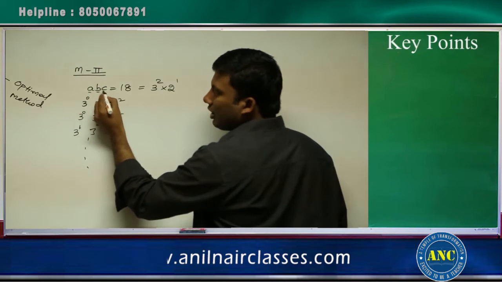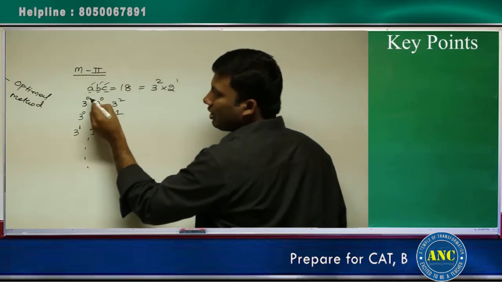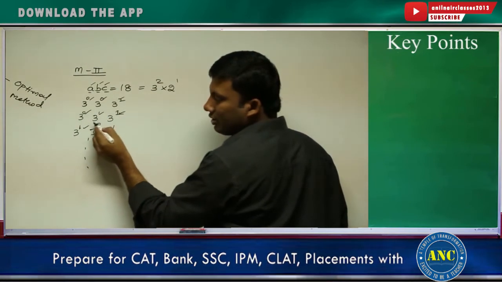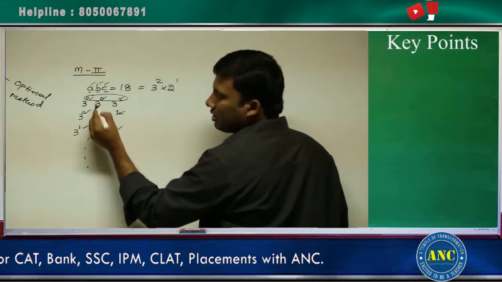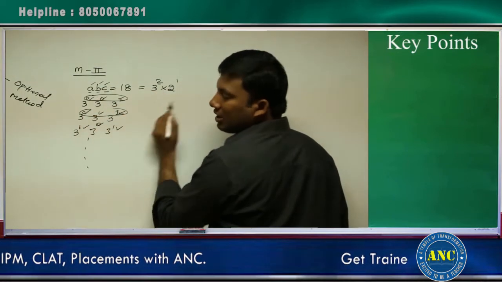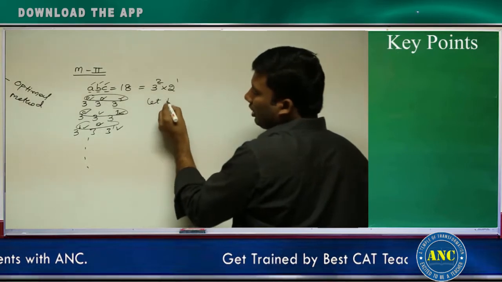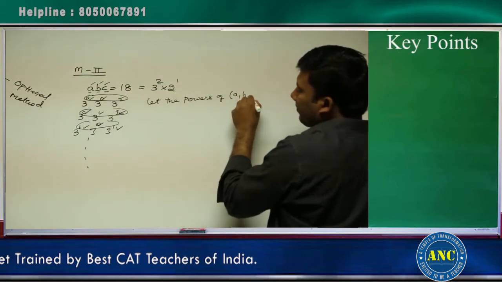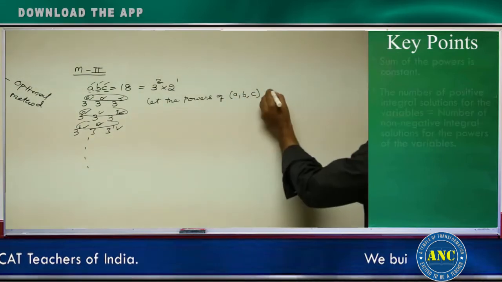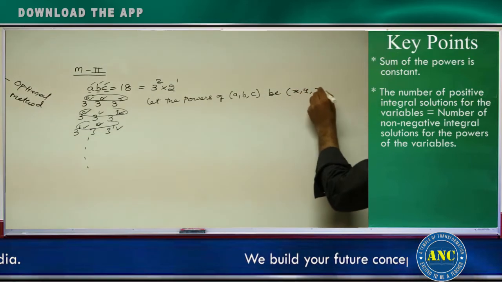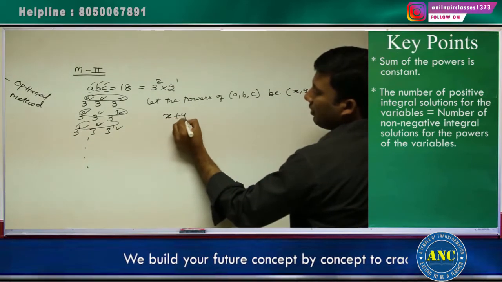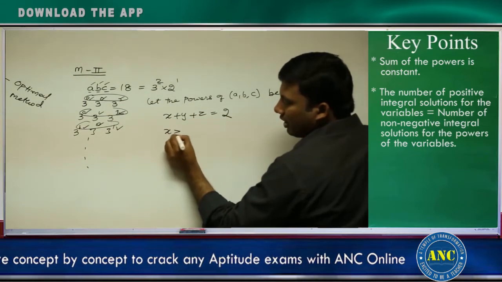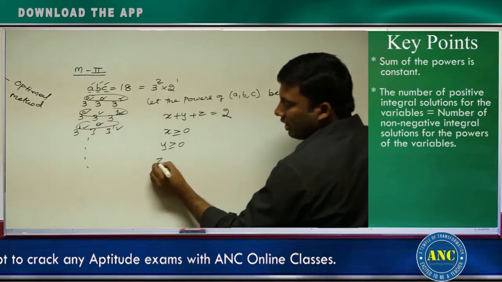Now, instead of working with ABC, consider the powers of ABC. Can they take 0? The powers of ABC, they are taking zeros, right? Yes. And what is the sum of the powers? The sum of the powers is always equivalent to 2 in this case. So, I will let the powers of ABC be XYZ. First case, the sum of the powers should be equivalent to 2. Can the powers take 0? Yes, powers can take 0.